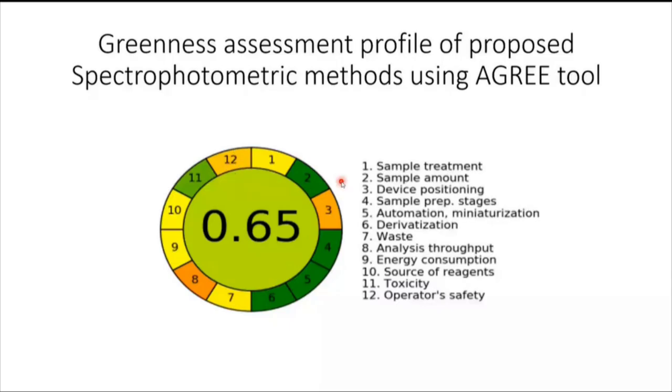So like this, the method was assessed for the different 12 parameters using the AGREE tool, and it was found to be 0.65 only. If it is more than 0.75, it will be considered a very good green analytical method. So the author found 0.65. It is also a good green, but if it is more than 0.75, it would be even better.